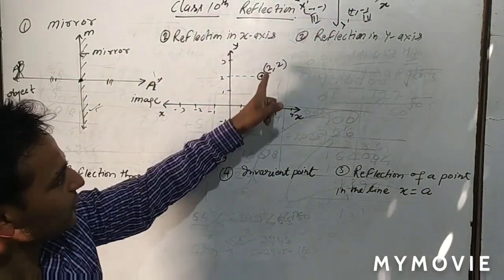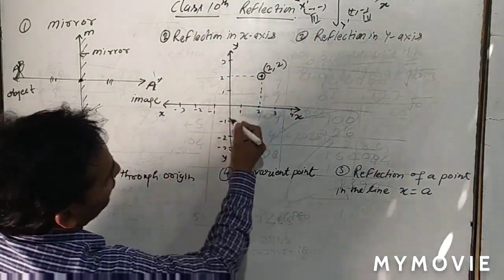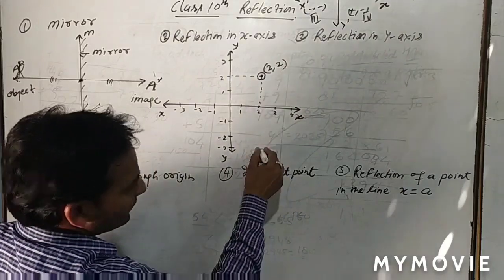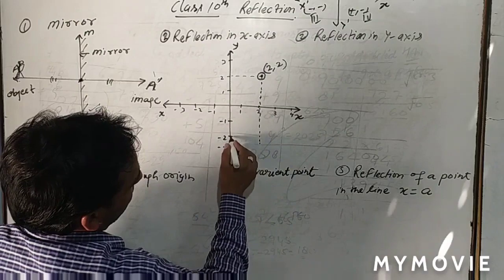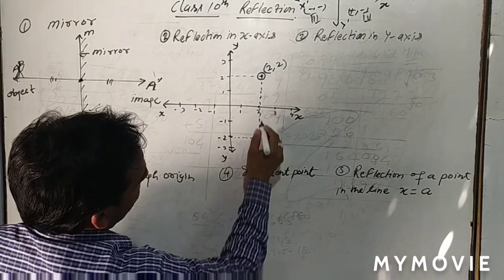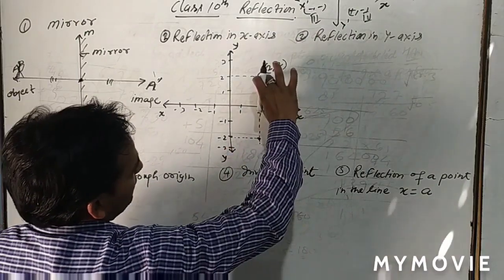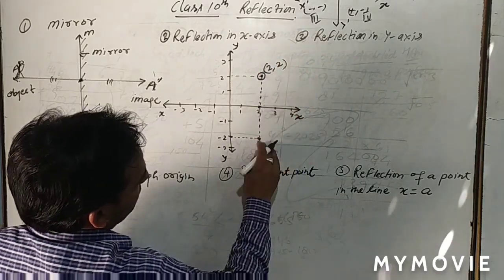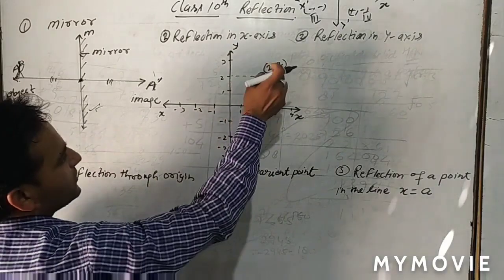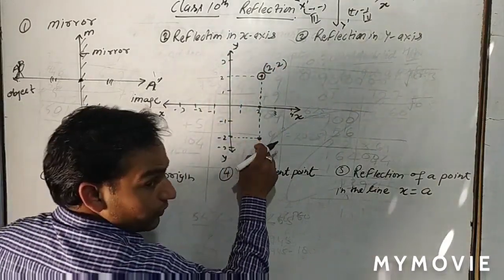This x-axis is the mirror, you are here. So in front of the mirror we will get our image here, at the same distance from the point. So if this distance is 2, this distance will also be 2. So this point will be, because this is the first, second, third and fourth quadrant.